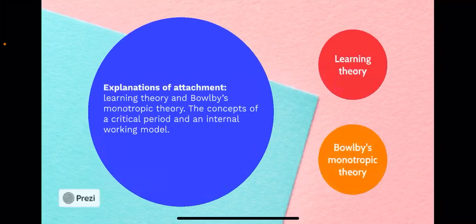So those are your explanations of attachment. You've got learning theory and you've got Bowlby's monotropic theory. Make sure you know the key concepts and the key terms, critical period and internal working model, and make sure you have some evidence to support the internal working model. And we will collect some evidence to support the critical period later on. I've got a study that goes along with that.